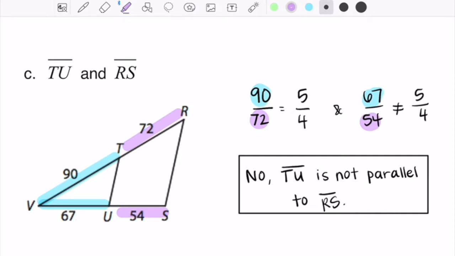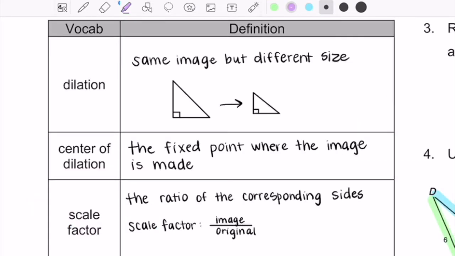And then when I do 67 over 54, I don't get 5 over 4. I get a different decimal if I were to write it out as a decimal. And so because the cross products are not equal to each other, we conclude that segment TU is not parallel to segment RS. So in order for the answer to be a yes, the cross products would have to be equal to one another. Moving on to section 6.4, this section of the notes talks about using proportional relationships.